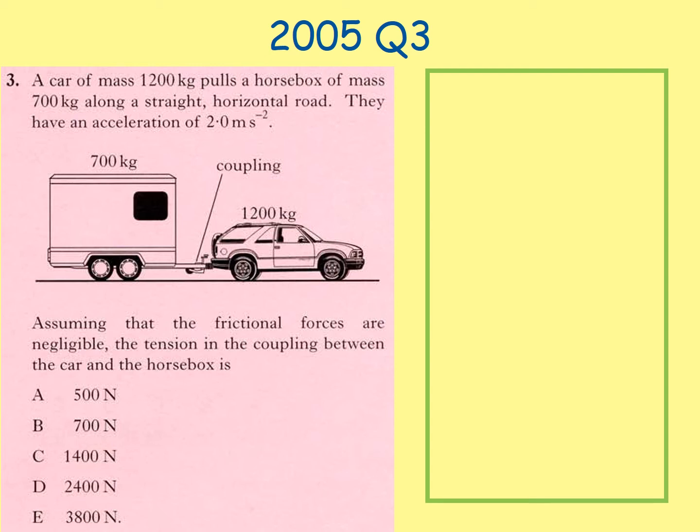So drawing our little free body diagram, we have our block at the back, we have this tension in the middle, we have the car at the front, and we have a force at the front.